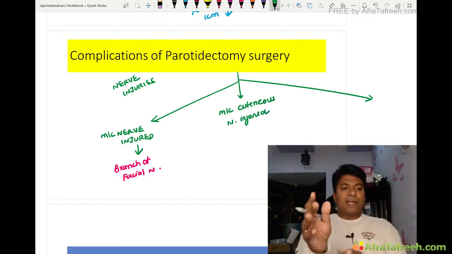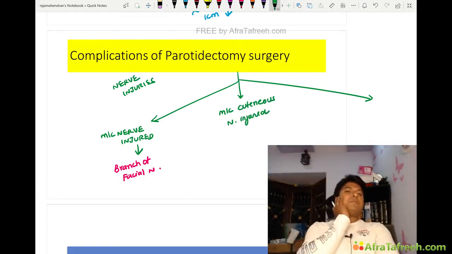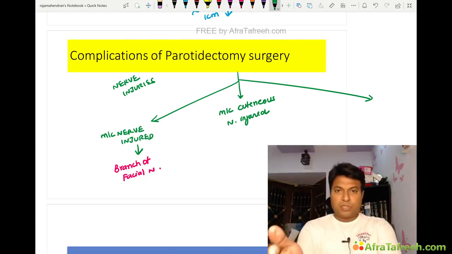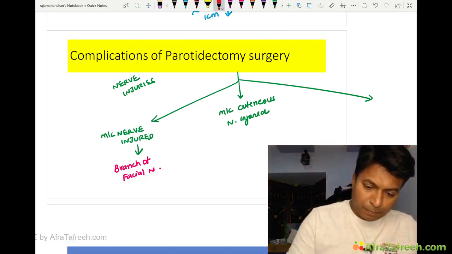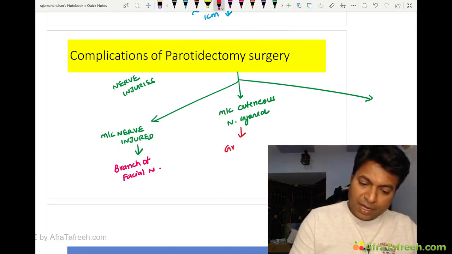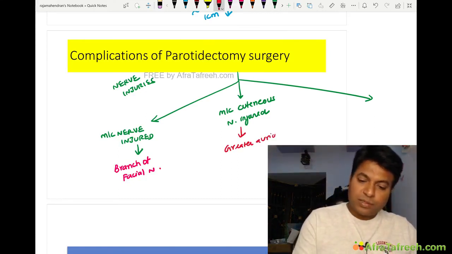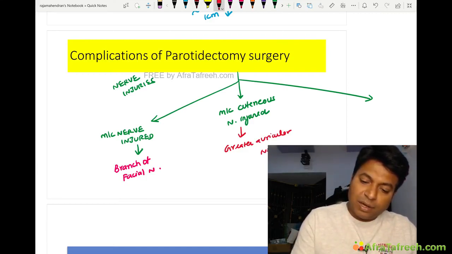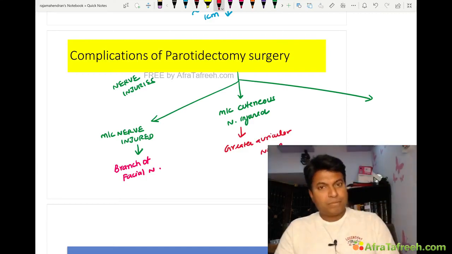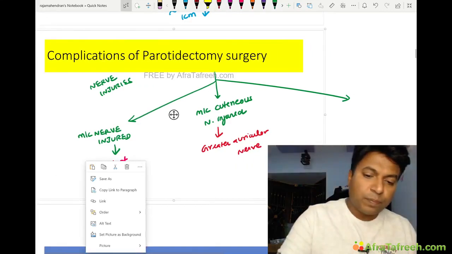So you are doing a parotidectomy surgery and the patient develops paresthesia in the shaving area. What is the nerve injured? So it's a repeat question. You know the answer. What is it? Greater auricular nerve. Very good. Most of you are thorough with the branches. Greater auricular nerve is the most common cutaneous nerve injured.